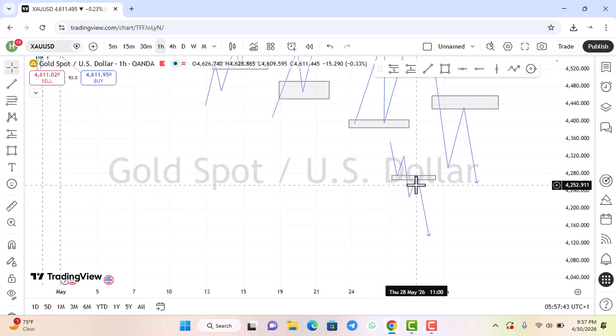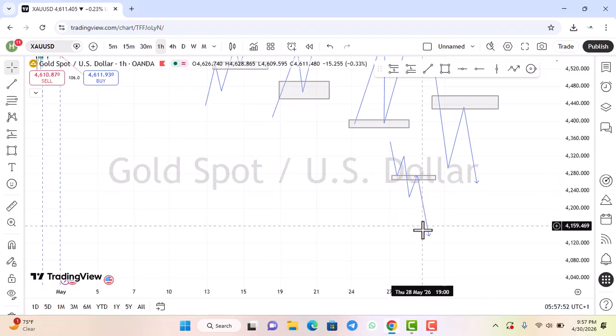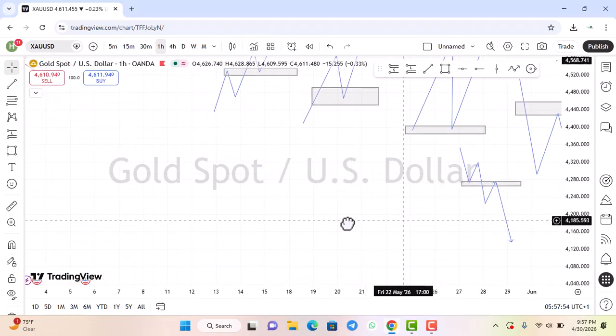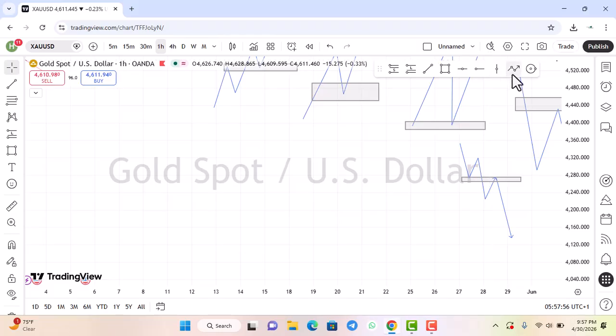Price now reverses to retest the breaker block, which is the objective of the reversal. Then after the objective has been achieved, what next? Price continues to sell down. So this is one example. Then the other example is this.